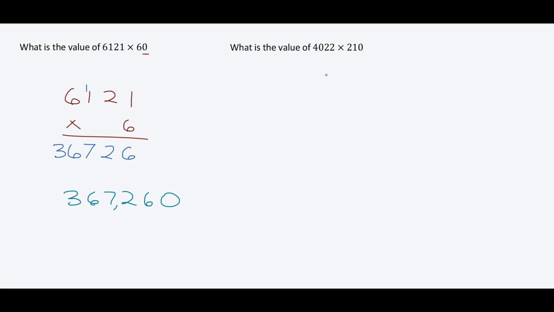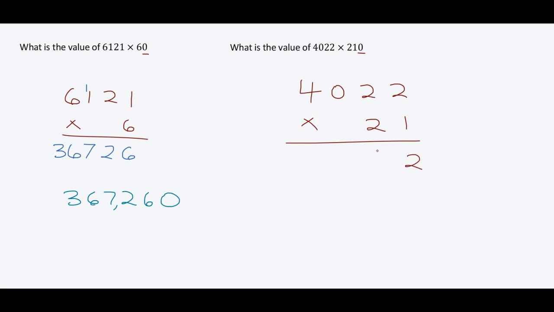Next, we have 4022 multiplied by 210. We only have one zero at the end of a number, or zero as the last digit of the number. That's a better way to put it. So we have zero as the last digit of the number. So we have 4022 multiplied by 21. So 2 multiplied by 1, we have 2.